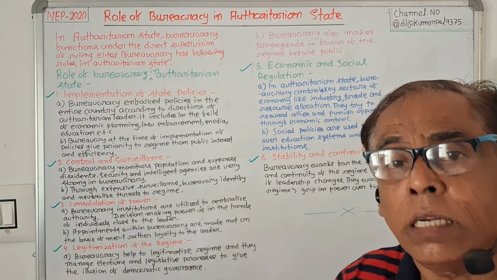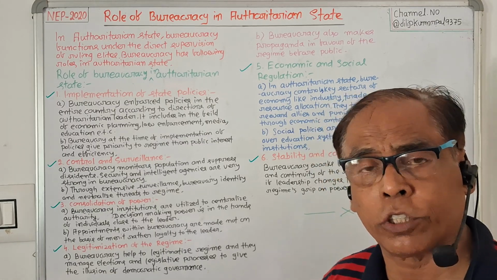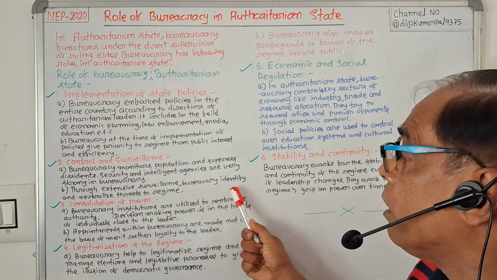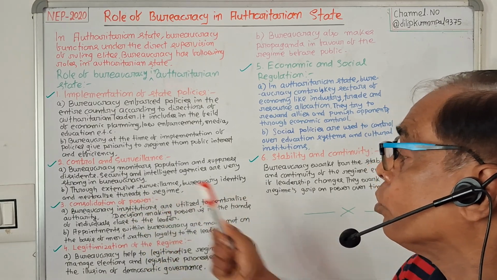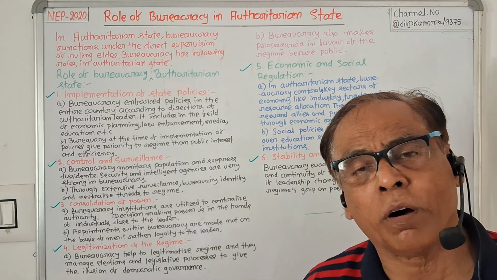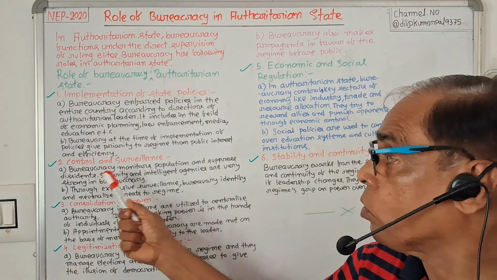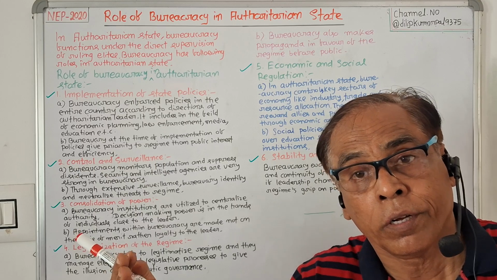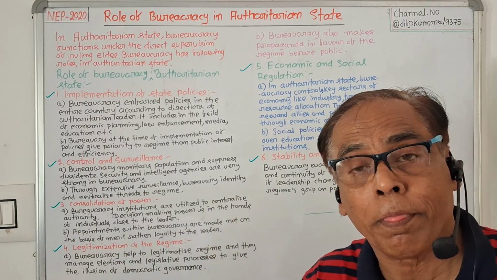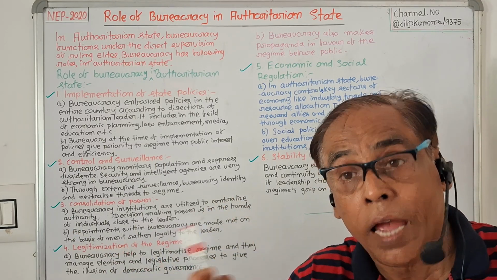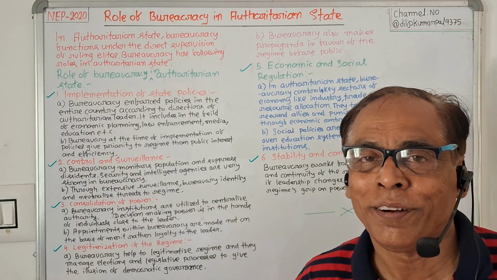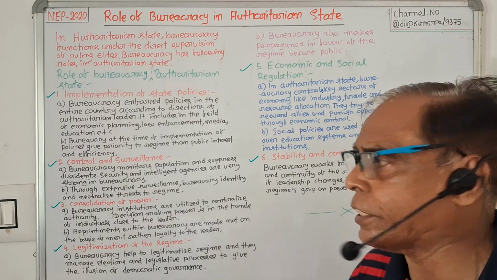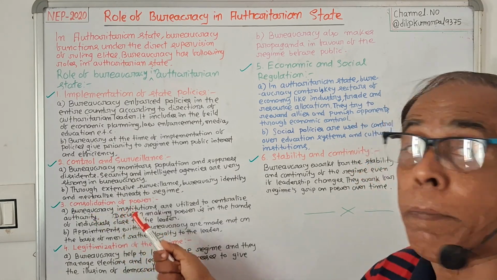Another function of bureaucracy in authoritarian state is that through extensive surveillance, bureaucracy identifies and neutralizes threats to the regime. It identifies the dissidents and neutralizes or suppresses them. The third function of bureaucracy in authoritarian state is consolidation of power.